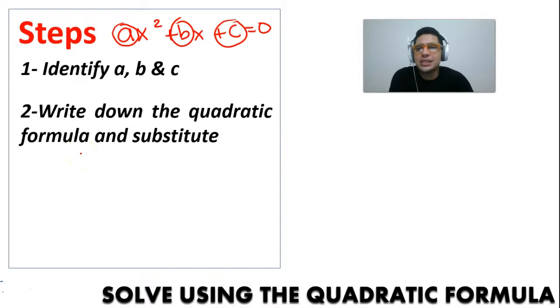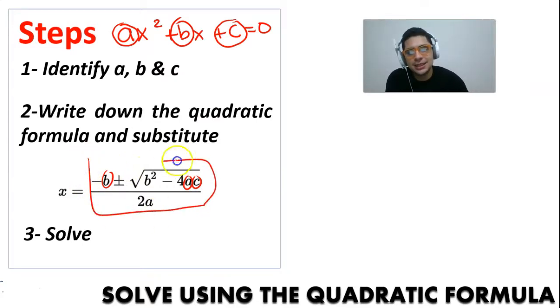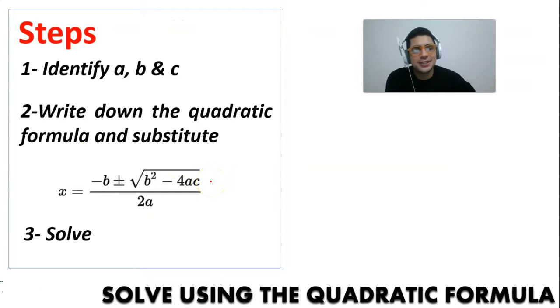Now you're going to write down the quadratic formula, which is the one we see here, and we're going to substitute the values. So whatever value you have of b, you're going to write it down. Whatever value you have of a and c, you're going to substitute, right? And after that, you're just going to solve this expression right here. So guys, I will leave you 2 seconds to pause the video and copy.